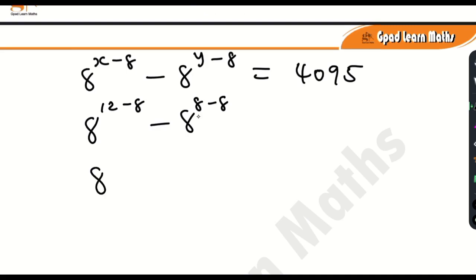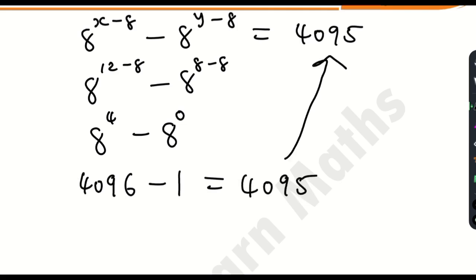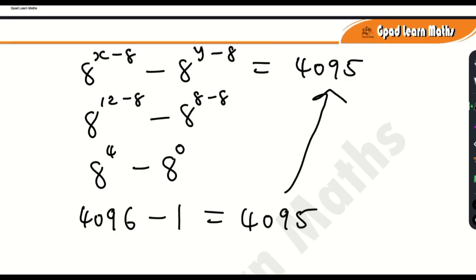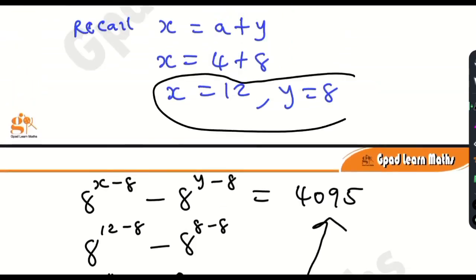So you have 8 raised to power 12 minus 8, which is 4. And here 8 is raised to power 8 minus 8, which is 0. Remember that 8 raised to power 4 is 4096, and 8 raised to the power 0 is 1. So when you do 4096 minus 1, you get 4095, which is what we have on the right-hand side. So yes, the value of x is 12 and the value of y is 8. They both satisfy the equation.